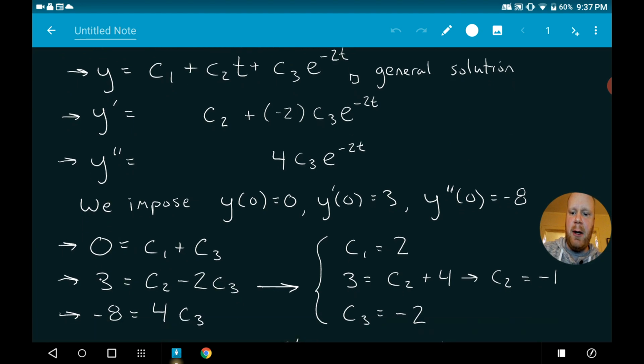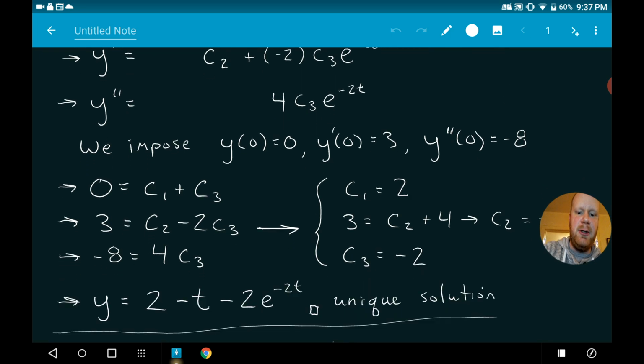Right, so this is our y prime and our y double prime equations, and we can use those to solve for c1, c2, and c3. So I got 2, negative 1, and negative 2. For our general solution, we can leave these constants unsolved, but now that we know what they are, we can figure out our unique solution. So a unique solution is going to be this, where we plug those c1, c2, and c3 in.